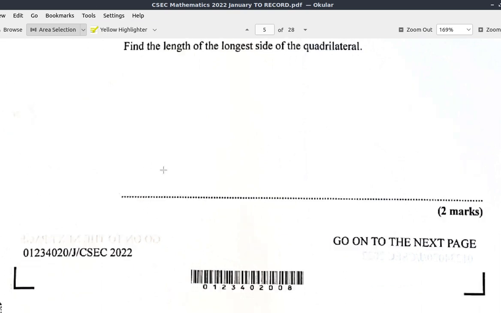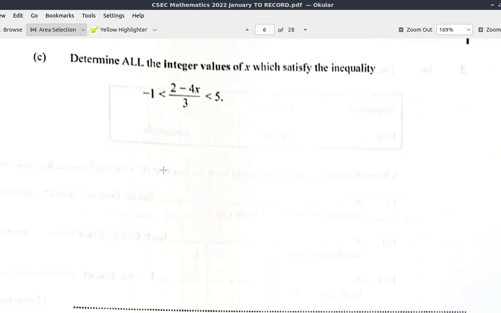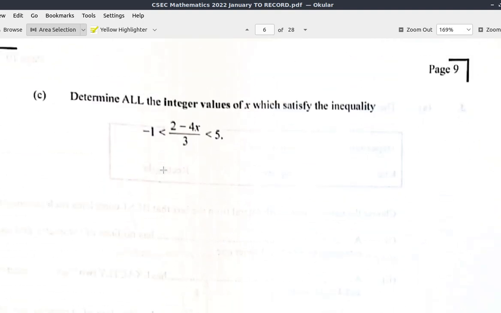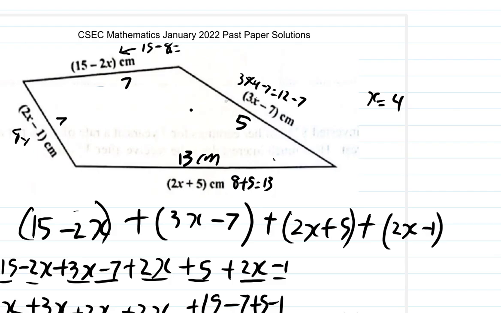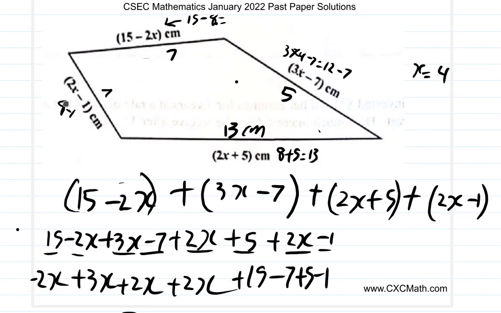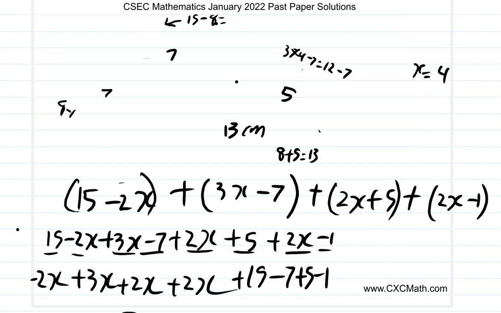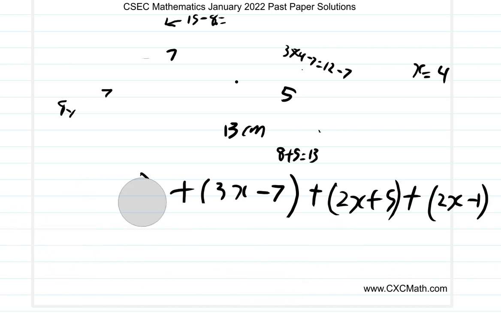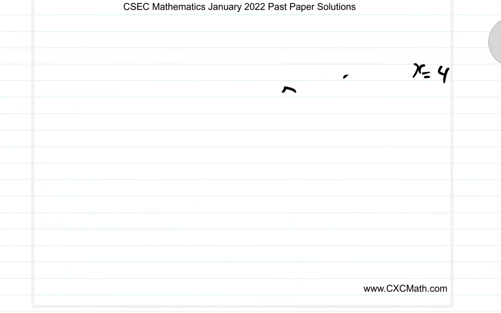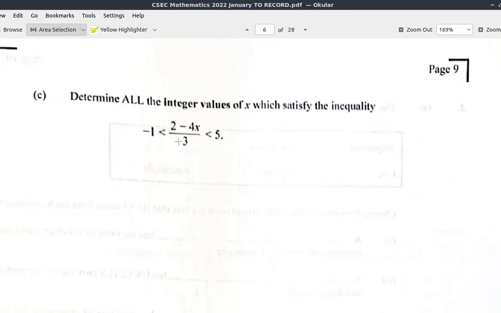Alright. So here now, determine all integer values of x which satisfy this inequality. Alright, so let us, I don't know, we won't use any of these parts for the next part of the question. We won't use any of these things. So let's erase the board and start with that part of the question. Let's copy it and put it over here.